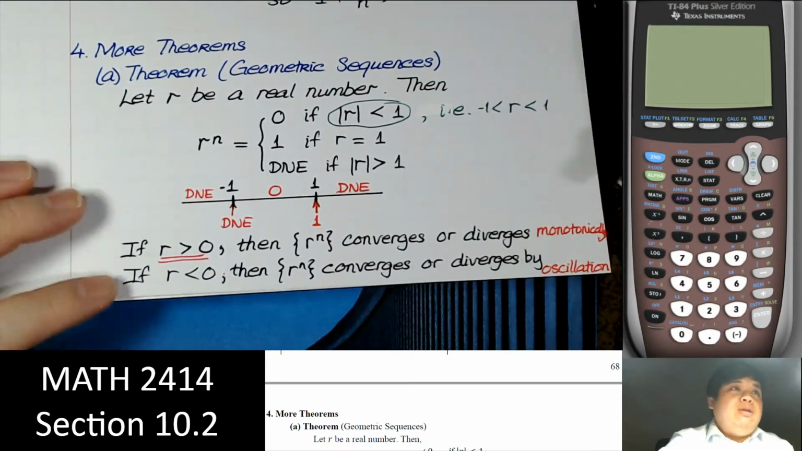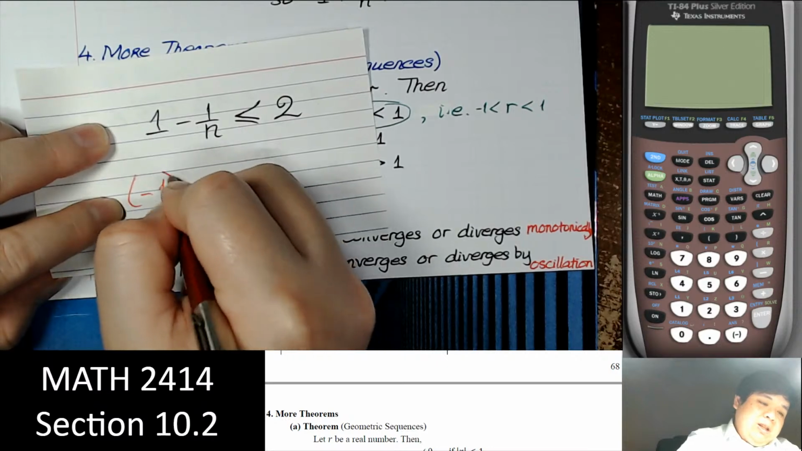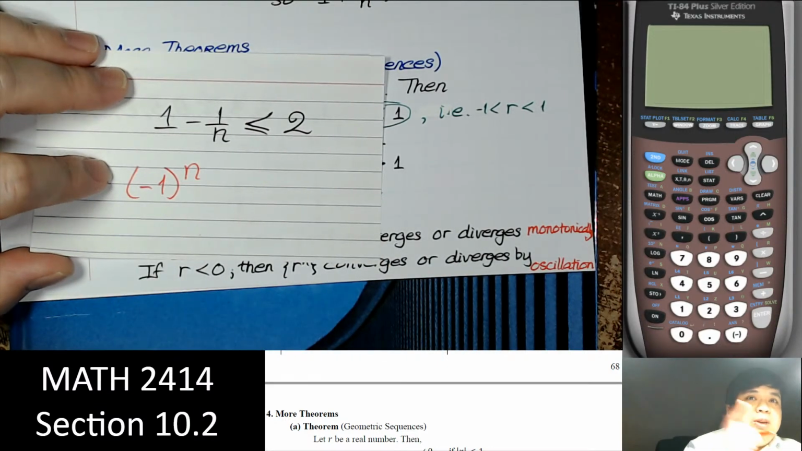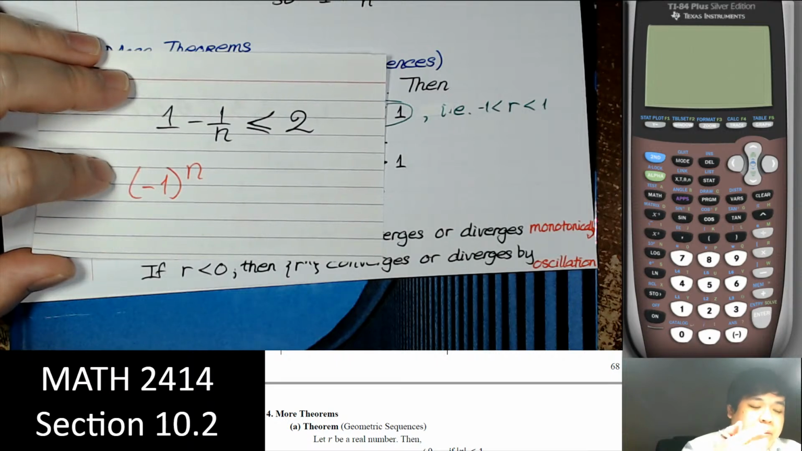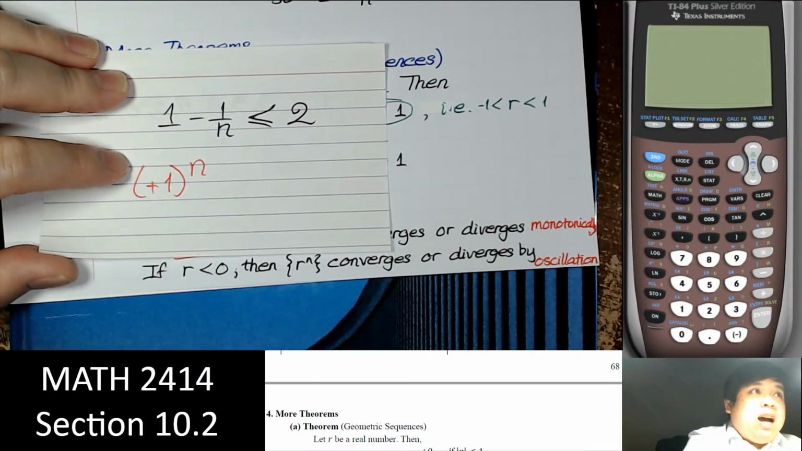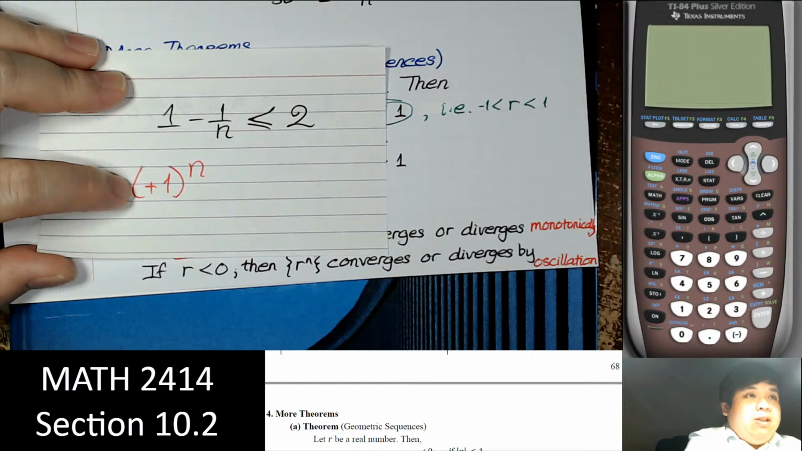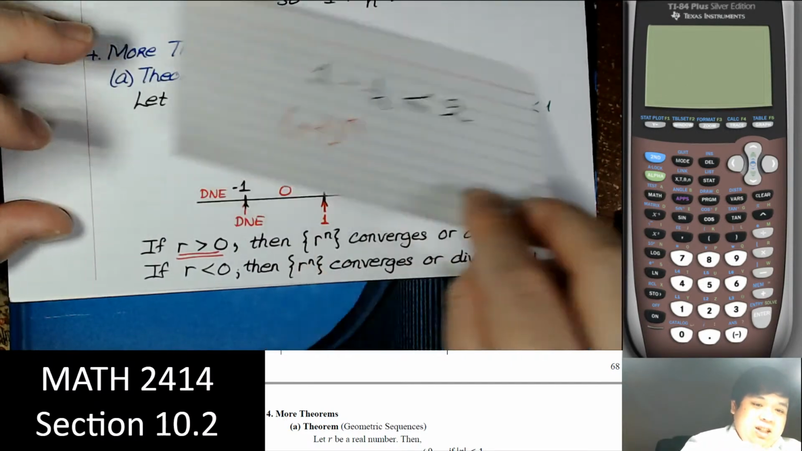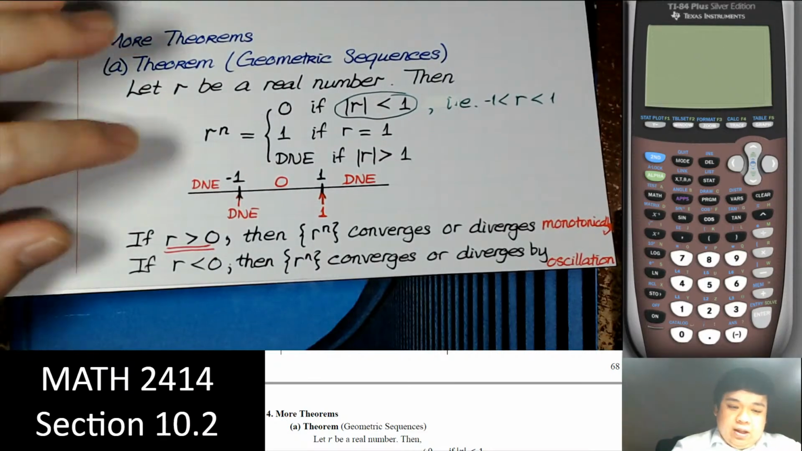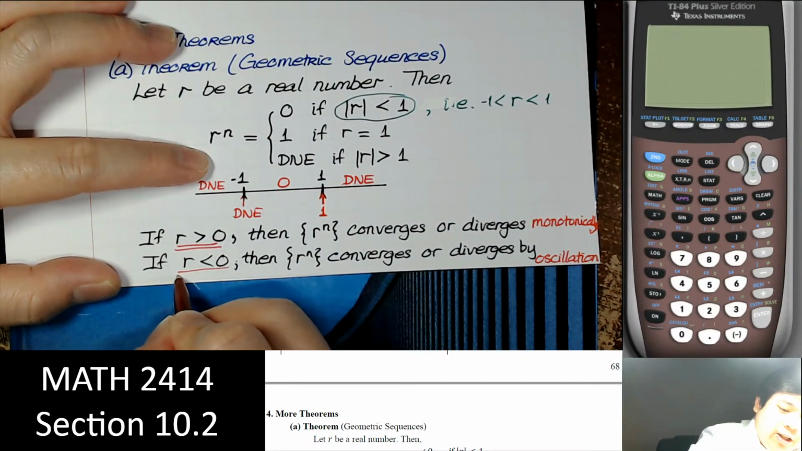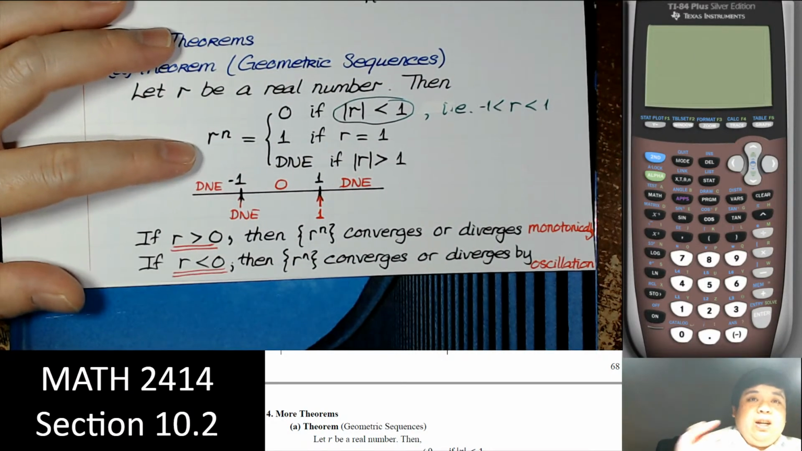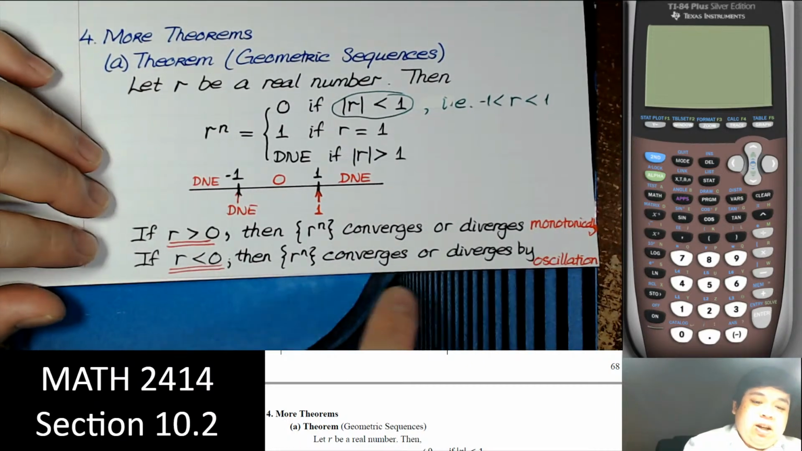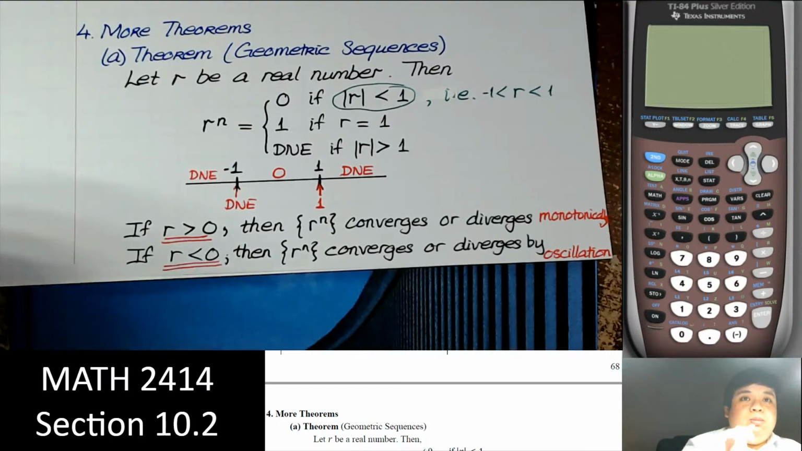Right, just think about this. When we have numbers like that, the sign will change from positive to negative, which is oscillation. If we have that, it's always positive, so that is monotonically. So positive is monotonically convergent or divergent, and negative is oscillation, positive and negative.